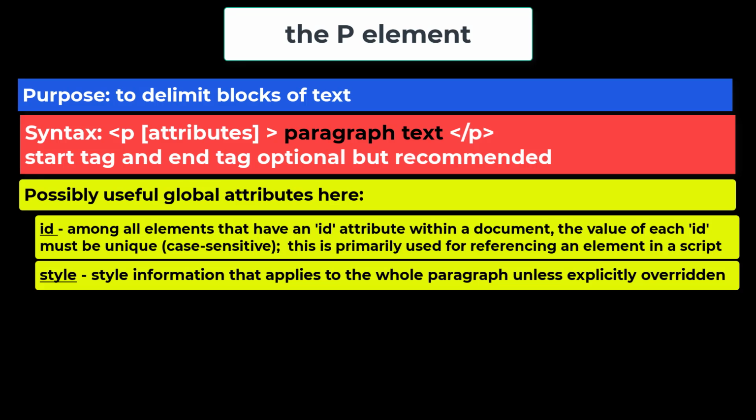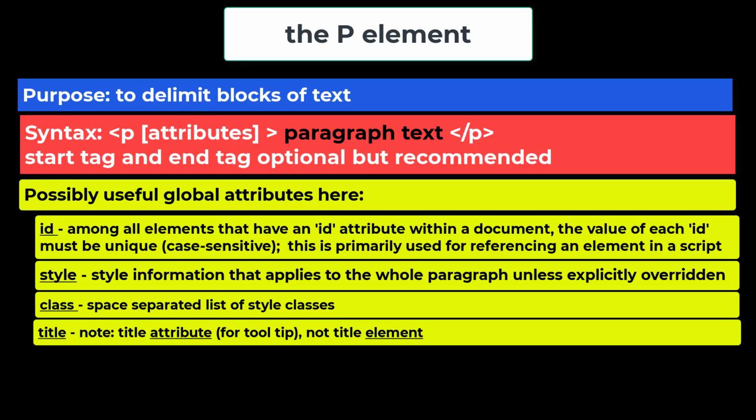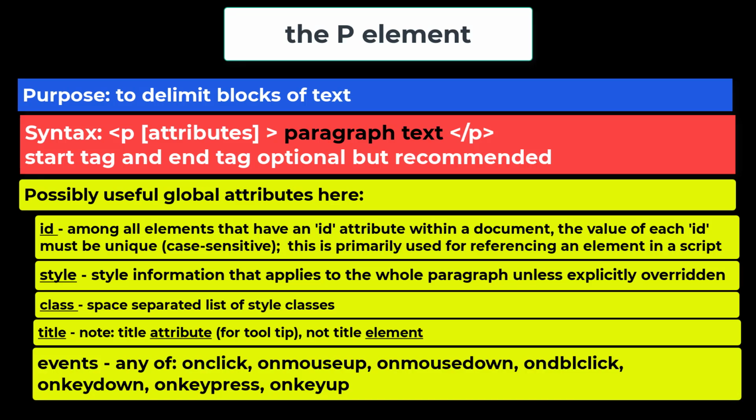The style attribute is information that applies to the whole paragraph unless explicitly overridden. The class attribute, a space-separated list of style classes we've talked about. The title attribute, this is the title attribute for tooltips, not the title element. And you might be interested in some of these events, any of on-click, on-mouse up, on-mouse down, on double-click, on key down, on key press, and on key up.